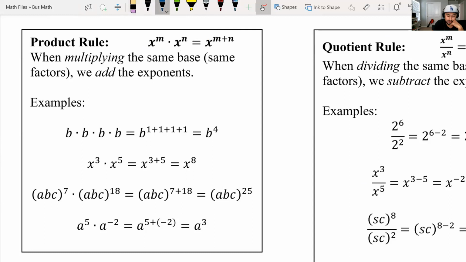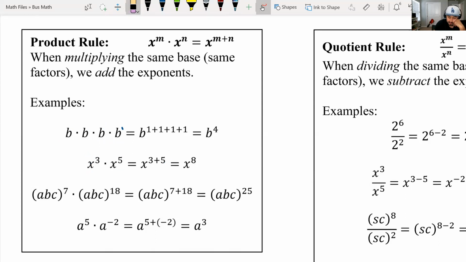Which means look below at your examples. B times B times B times B. This is B to the first, B to the first, B to the first, B to the first. Since they're all the same base, you add the exponents. B to the 1 plus 1 plus 1 plus 1, or B to the 4th. Okay. And then, for the next one, x cubed times x to the 5th, again, same base, add your exponents. You get x to the 8th.